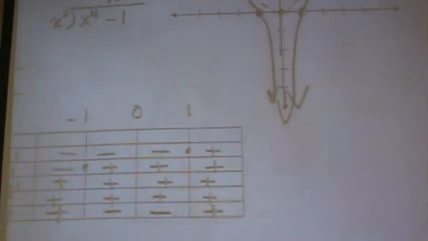So from negative infinity to -1, we are in the positive region. So I'm going to follow this asymptote. Then it says from -1 to 0, where are we at? In the negative. And then from 0 to 1, we're in the negative. And from 1 to infinity, we're in the positive. Questions?